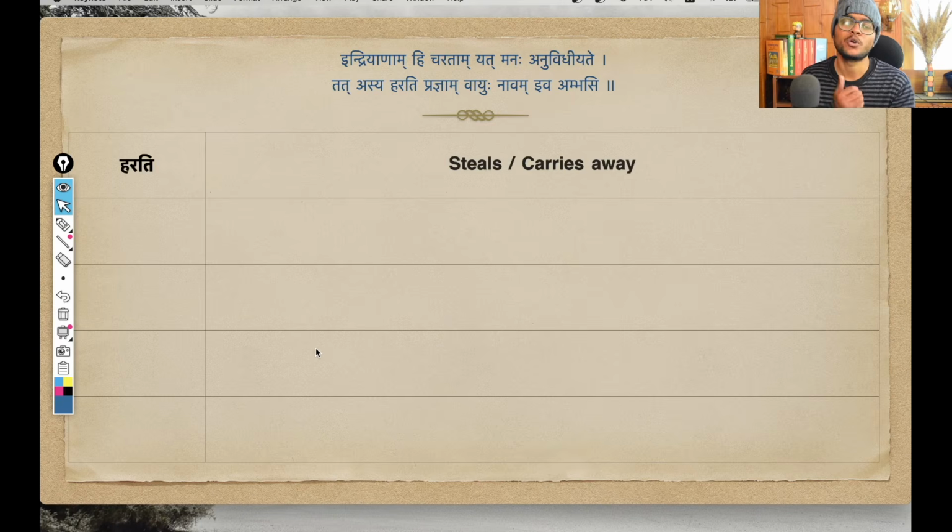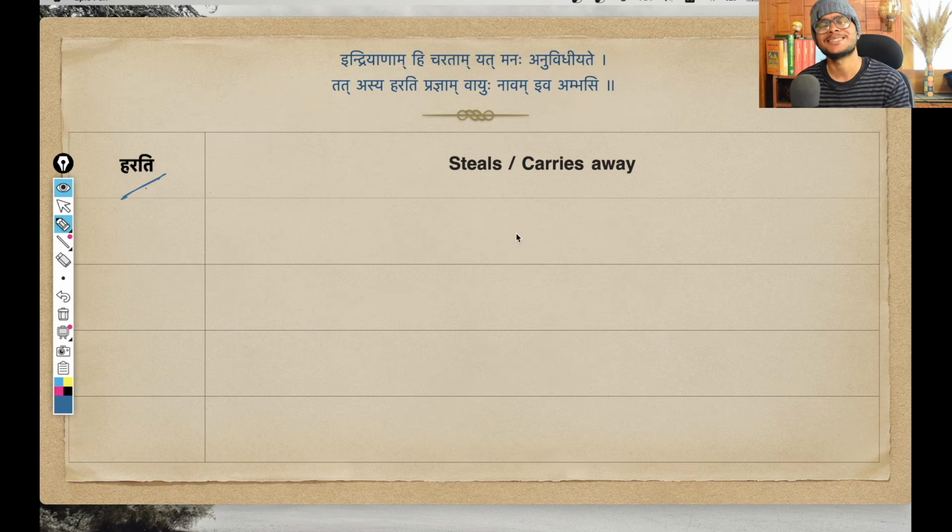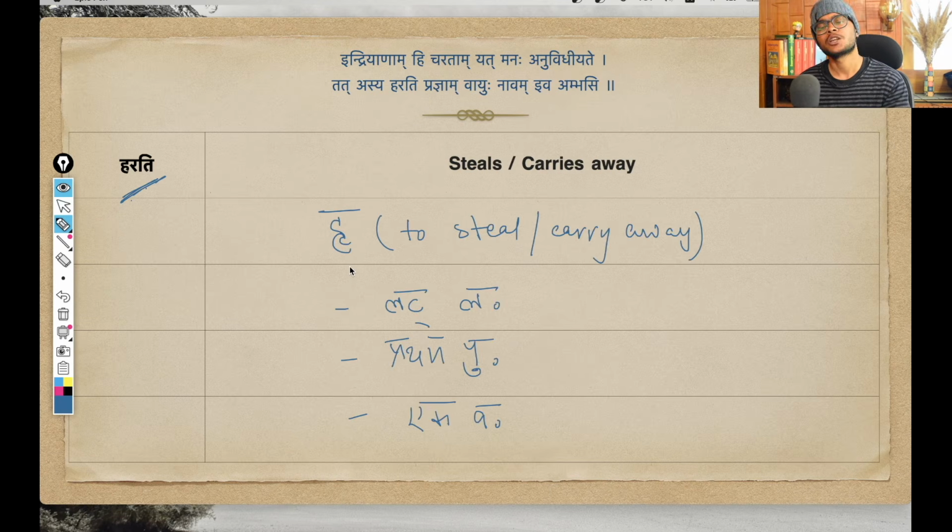And now if we move on, we have another Kriya Pada, Harati. And Harati, this we have seen before also. Harati means steals, carries away. And this Kriya Pada is of course coming from Hri Dhatuhu. This Dhatu again means to steal, to carry away, to take away something in that sense. The form is Lat Lakara Prathama Purusha Ekvachanam, and this is the normal Kartari use.